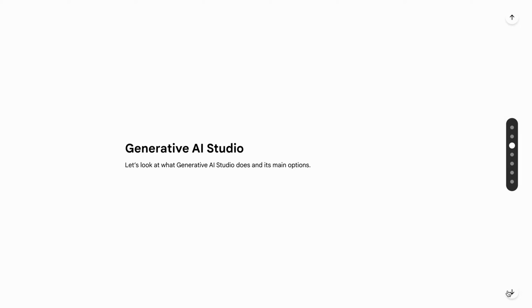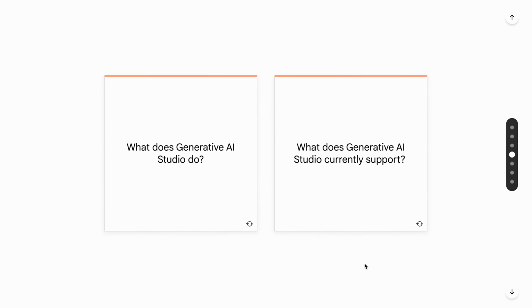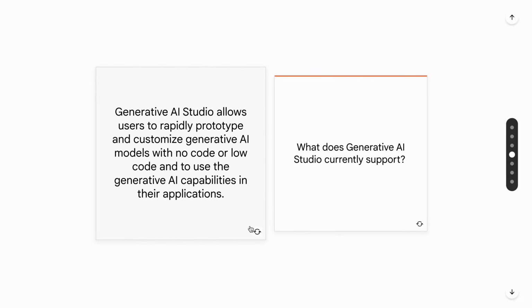Next, we have, what does Generative AI Studio do? So Generative AI Studio is an offering by Google where you can perform these tasks. You can fine-tune a model, or you can design a prompt and get results. So Generative AI Studio allows users to rapidly prototype and customize Generative AI models with no code or low code, and to use the Generative AI capabilities in their applications.